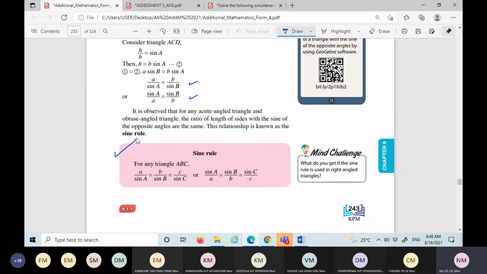Okay, so this one I want you to copy, the sine rules. Actually this sine rule is applicable for any acute angle triangle and obtuse angle triangle, actually even right angle triangle, applicable to any triangle. Okay, what do you get if the sine rule is used in a right angle triangle? Okay, let us try. Okay, right angle triangle.